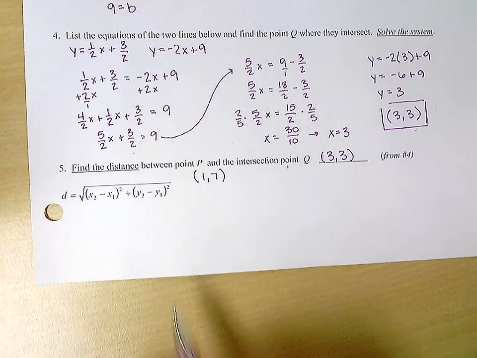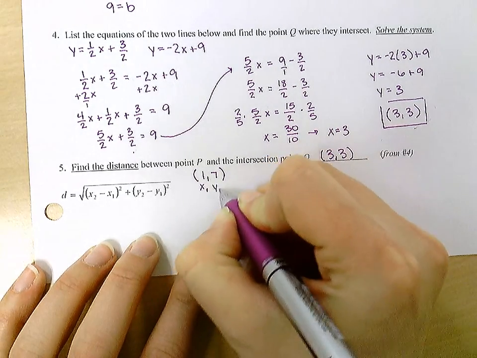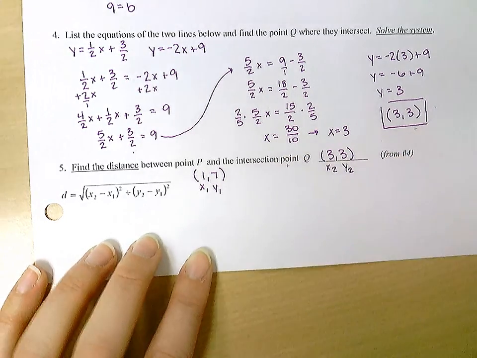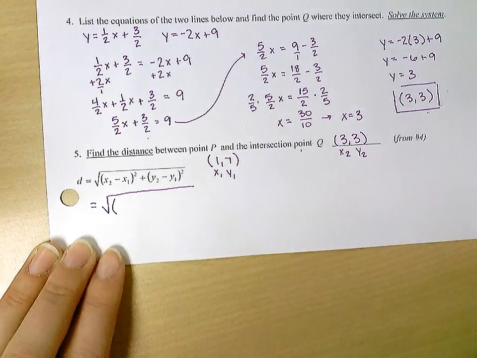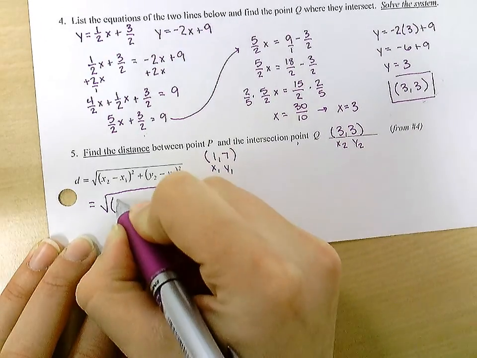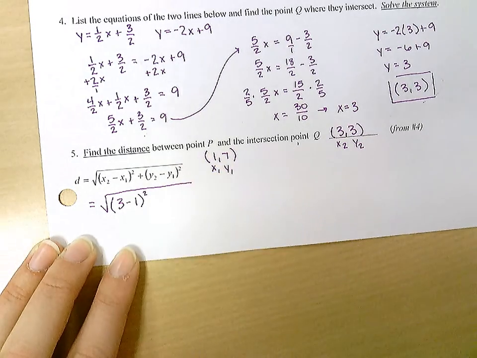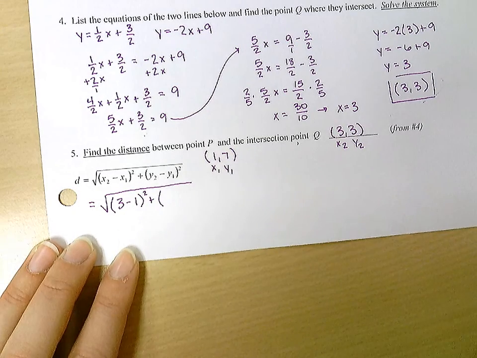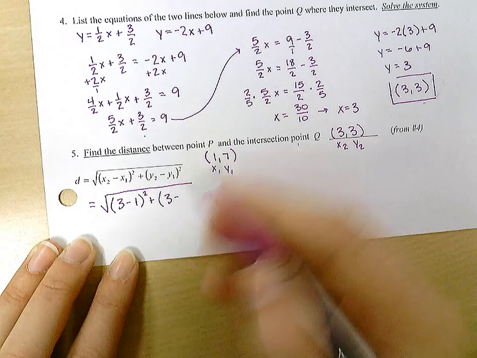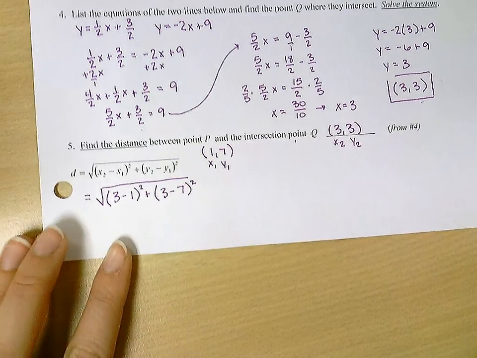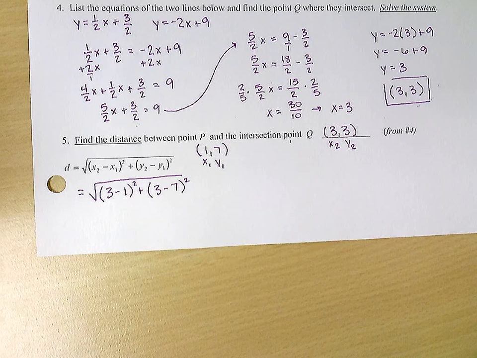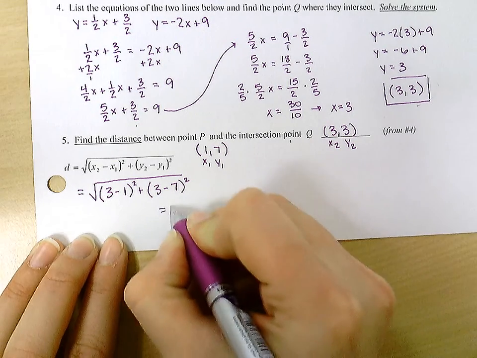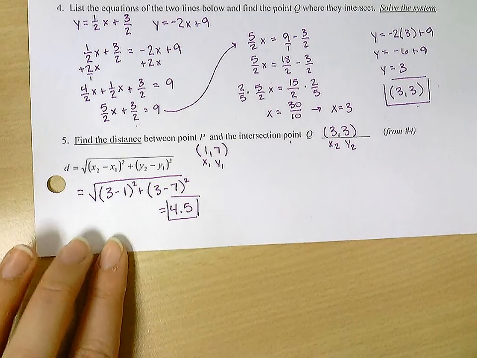Okay, and then we just have to plug those values into our distance formula. So again, we can label them x sub 1, y sub 1, and x sub 2, y sub 2, and then just plug those in. So we have the square root of x sub 2, which is 3, minus x sub 1, which is 1, squared, plus y sub 2, which is 3, minus y sub 1, which is 7, squared. And again, you can just enter that right into your calculator, since most of you are going to do that anyways, to get 4.5.